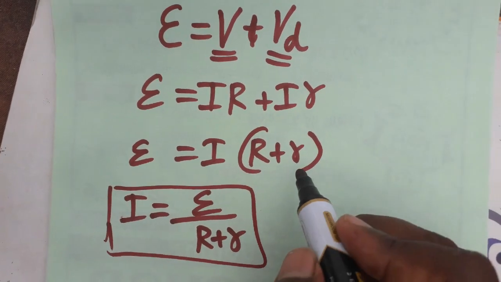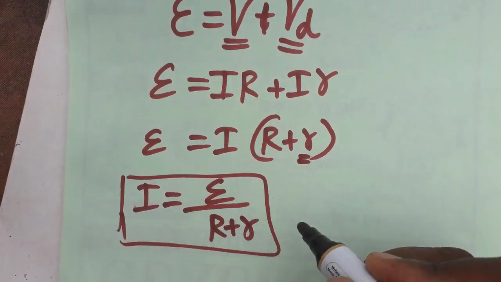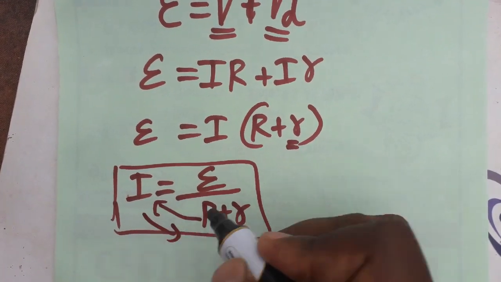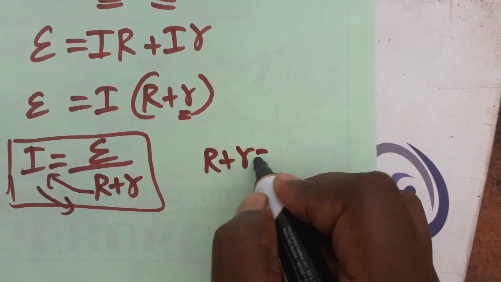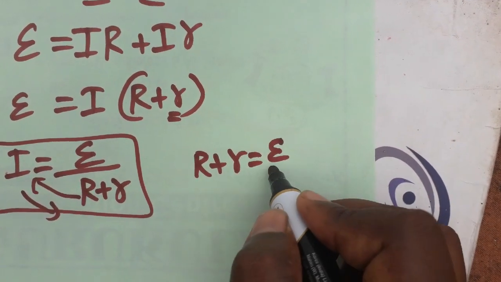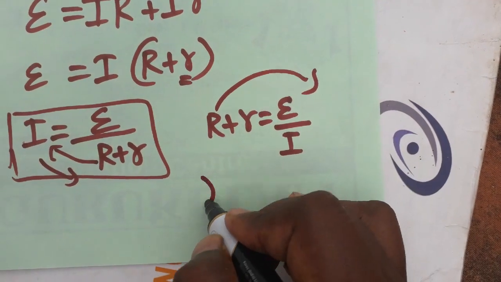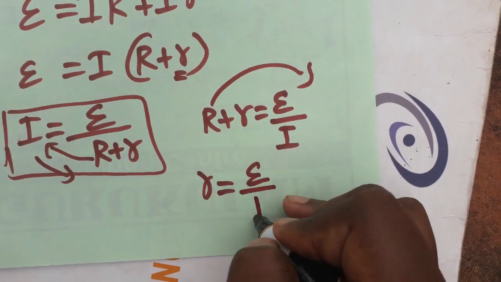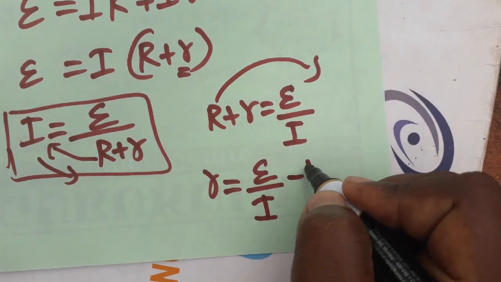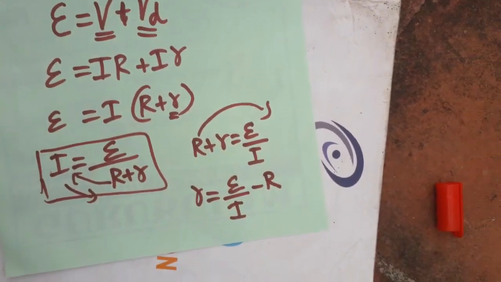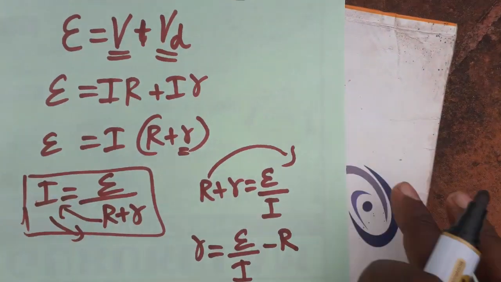Now I want to find the internal resistance, small r. You can bring I to the other side: R plus small r is equal to epsilon, the total EMF, divided by I. Bringing capital R to this side, small r is equal to EMF divided by I minus capital R.